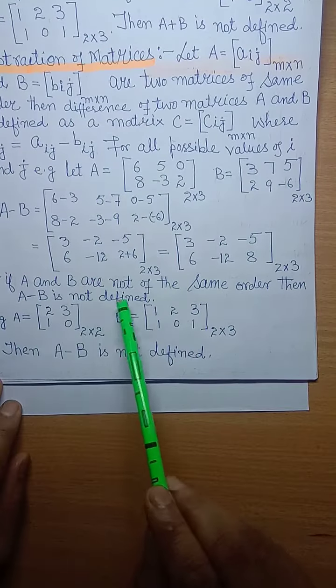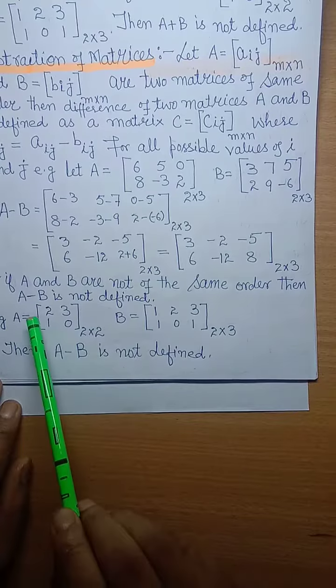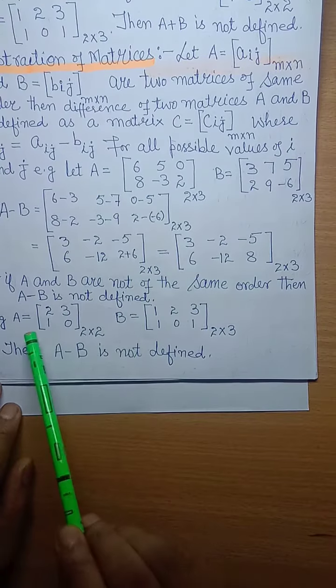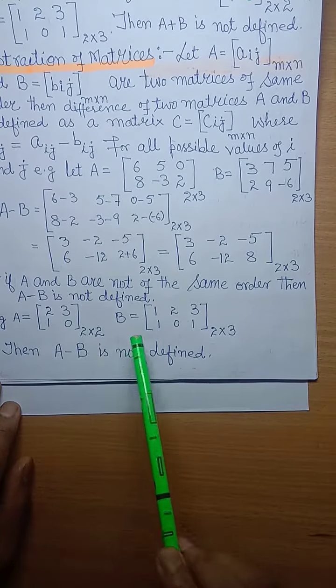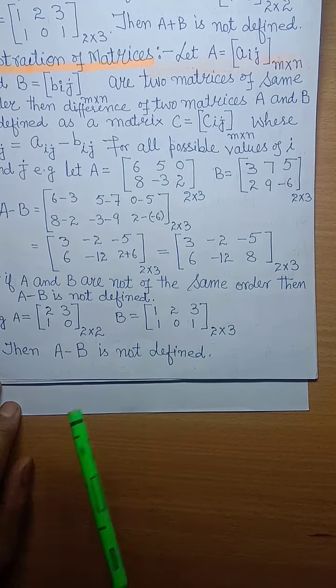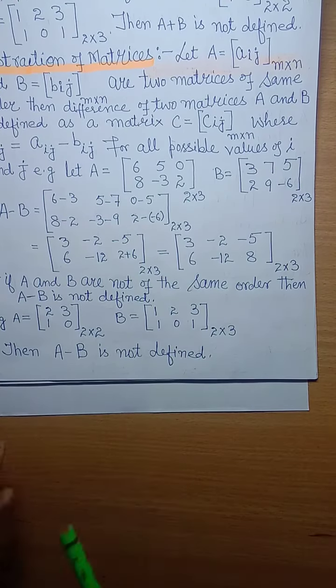If A and B are not of the same order, then A minus B is not defined. For example, A is equal to 2, 3, 1, 0, 2 cross 2. B is equal to 1, 2, 3, 1, 0, 1, 2 cross 3. Then A minus B is not defined.